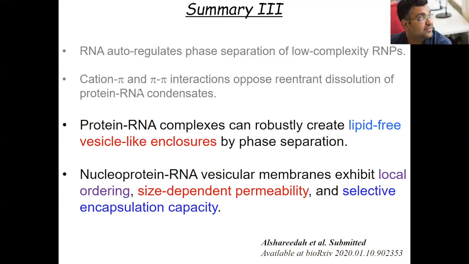Fantastic. There's one more question from Jingwen Shen. Part of it is similar to what you answered before. So are these hollow condensates visualized in vivo, like in cells or organisms? And whether the hollow transition needs specific type of RNA or any RNA is fine to induce this.